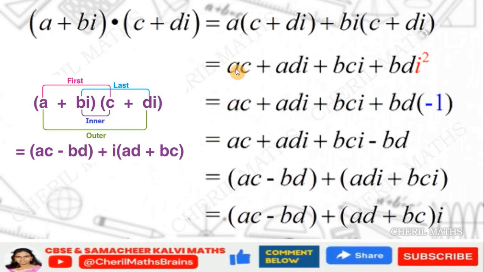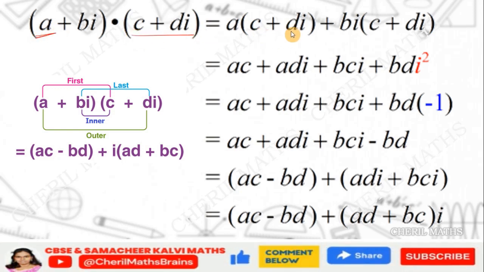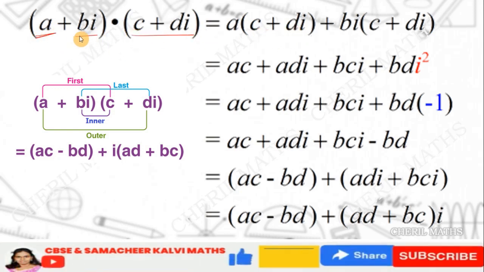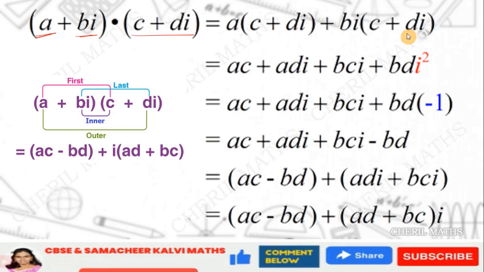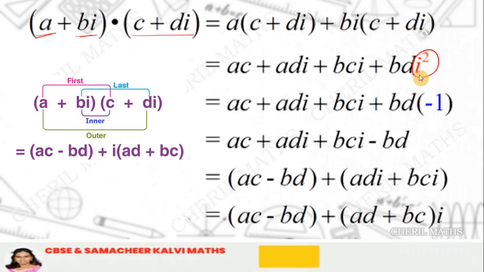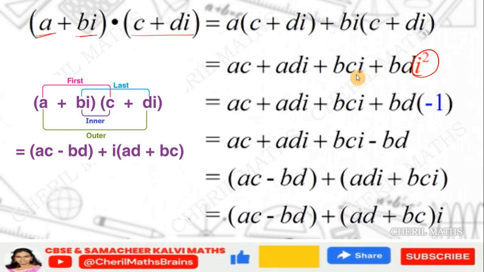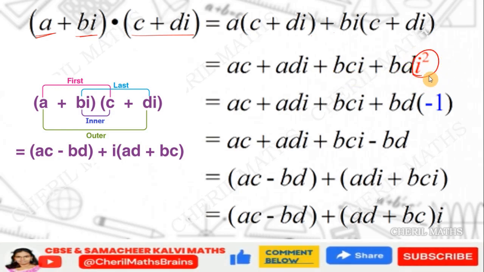Now how did we get this? As I told you, first with a you are going to multiply c plus di. Again with bi you are going to multiply. So what will you get? AC plus ADi plus BCi plus BDi square. Remember this i square, children? In the beginning when we learnt about complex numbers, we were talking more about i.